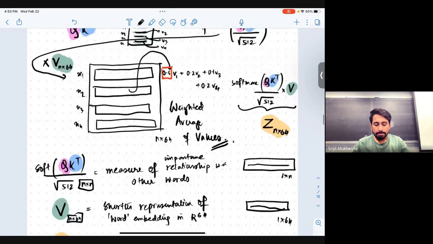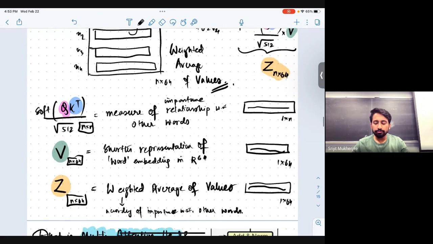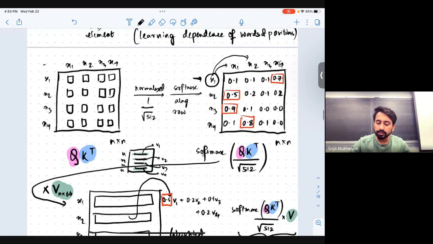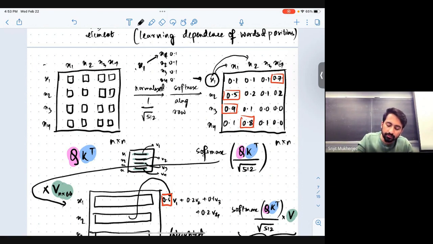And so, if you see, what's happening is that we are multiplying by those probabilities. Understand that x1 goes to x1, x2, x3, x4 with probabilities 0.1, 0.1, 0.1, 0.7, and from there the value of x1 is v1, the value of x2 is v2, the value of x3 is v3, and the value of x4 is v4.